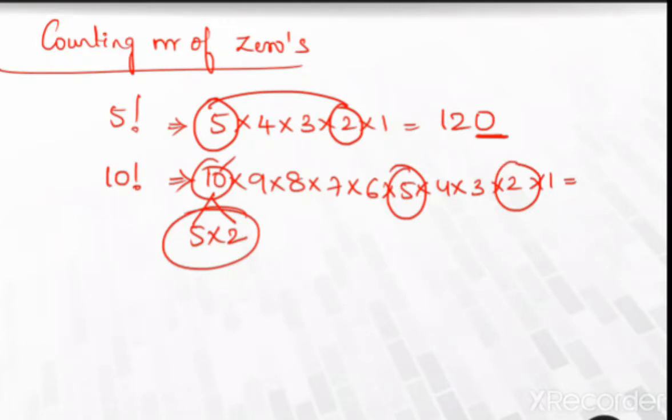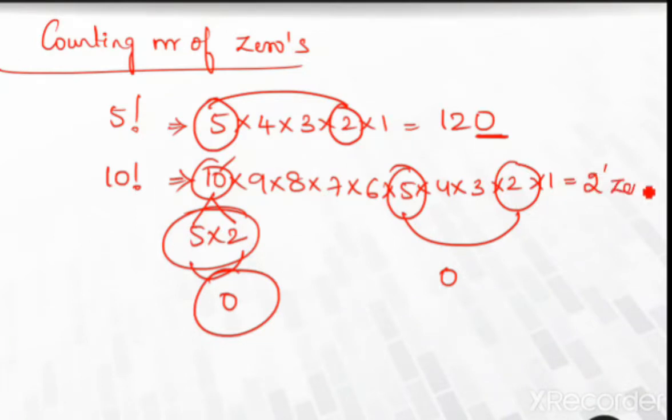Total how many zeros are we getting? 5 into 2 here gives 10, and the 10 itself gives a zero. Total 2 zeros. In 10 factorial we can expect 2 zeros.